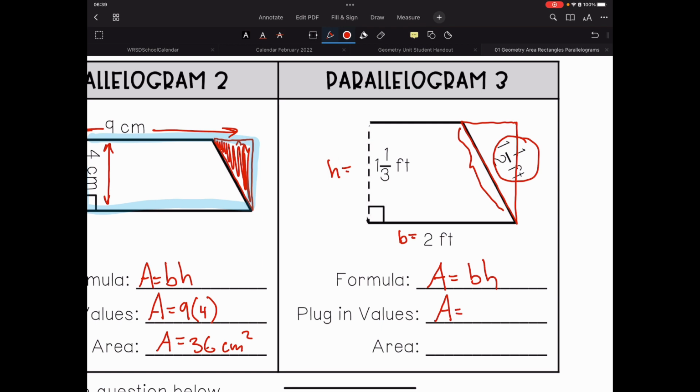We'll substitute our values. So the base is 2, the height is 1 1/3. And then this one we'll probably have to do a little work. So 2 times 1 1/3, which would be 4/3, is going to be 8/3. So that's going to give us an area of 2 2/3 feet squared. And that's it. That's how you find the area of a parallelogram.